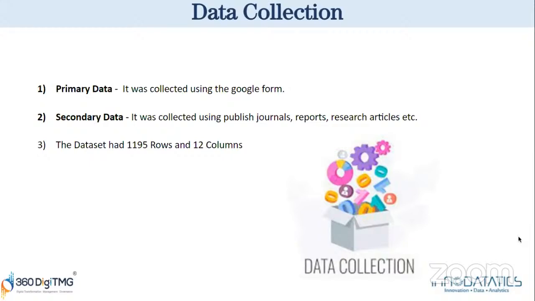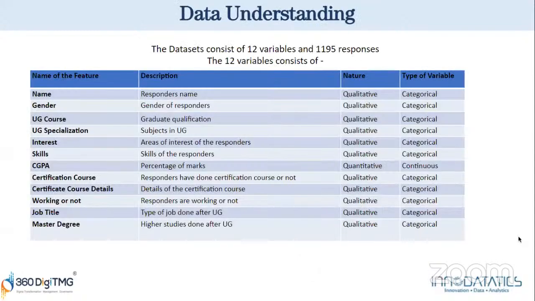Coming to the data understanding part. Data understanding is the knowledge we have about data, the needs the data will satisfy, and its contents. The data set consists of 1195 responses and 12 variables or features recorded in the table: name of the feature, description of the feature, and type of the variable. All the variables present in the table are of categorical data type, except the CGPA column, which is of continuous data type.